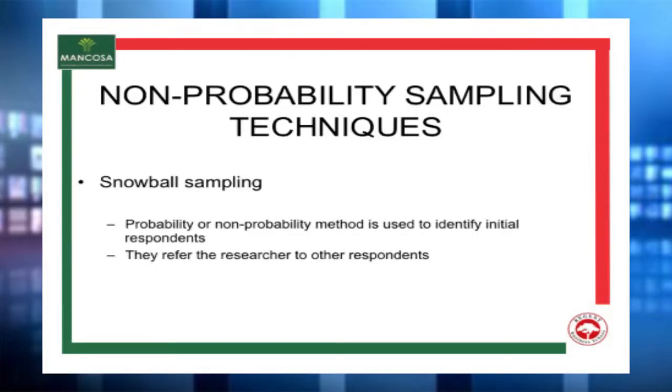Snowball sampling refers to a method where a probability or non-probability method is used to identify initial respondents, and then these respondents are asked to refer you to other respondents who would have insight into that particular research study.